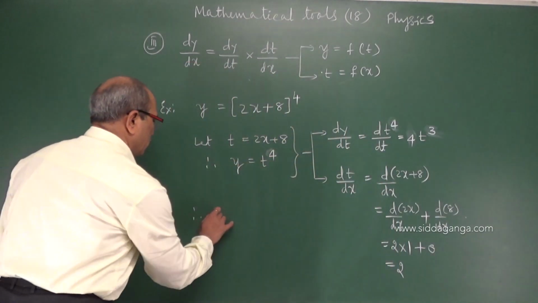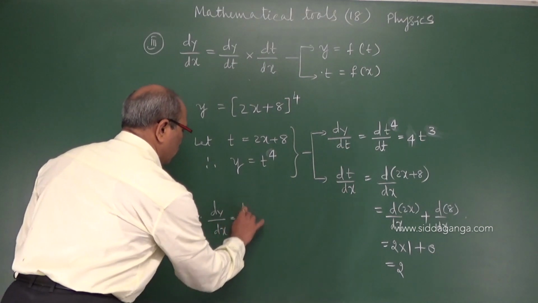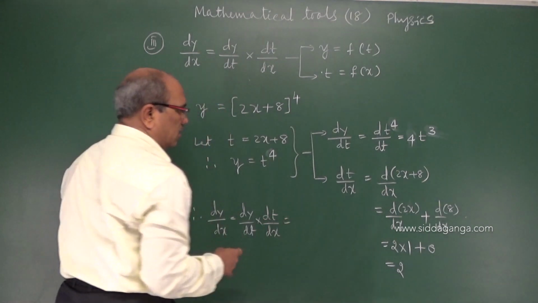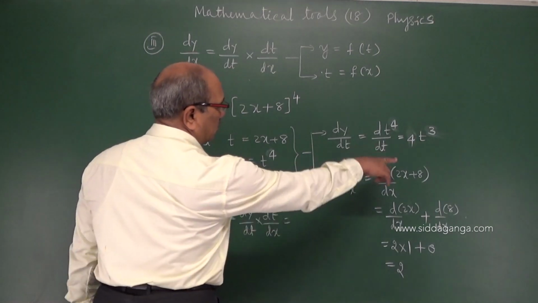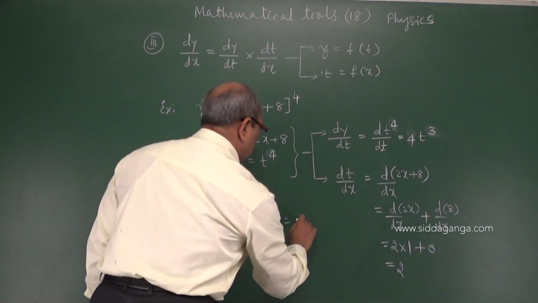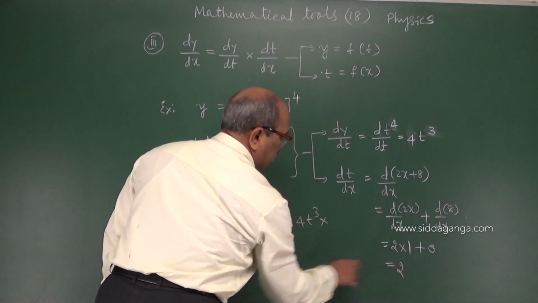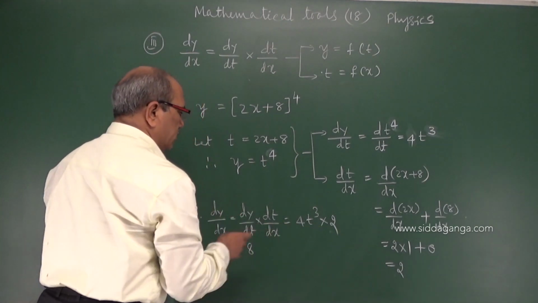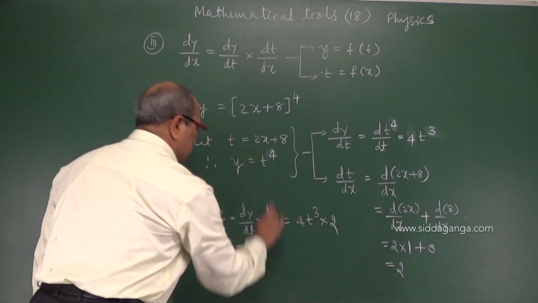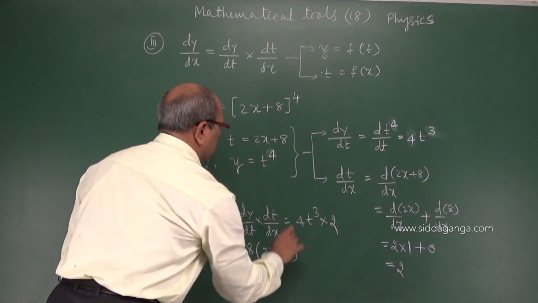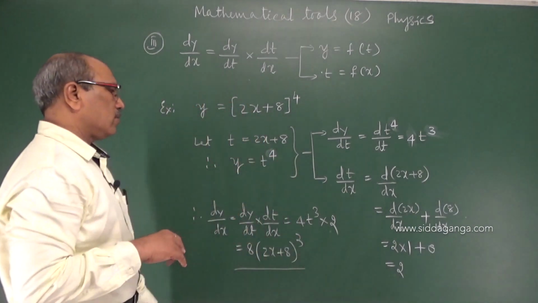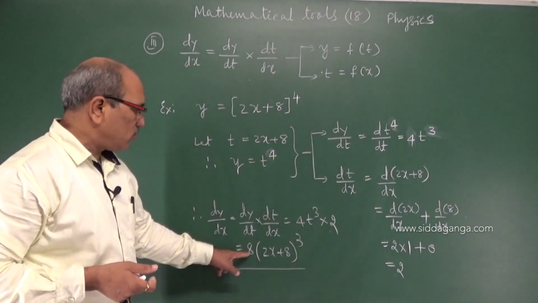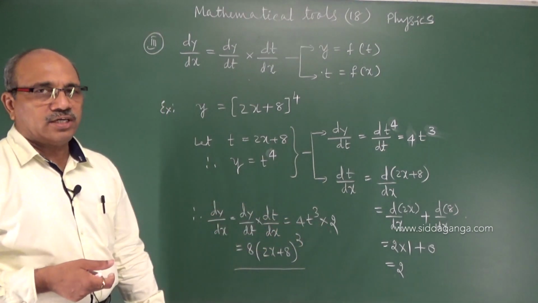Therefore, dy by dx is equal to dy by dt into dt by dx. dy by dt is 4t cube, into 2. 4 twos are 8, so 8 into t cube, and t is 2x plus 8, so the answer is 8 times (2x plus 8) to the power of 3. dt by dx is 2, whereas dy by dt is 4t cube. 4 into t cube into 2 gives you 8 (2x plus 8) cube.